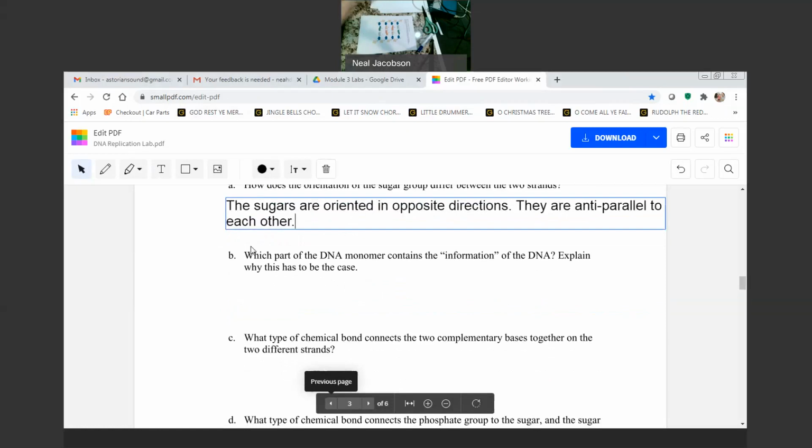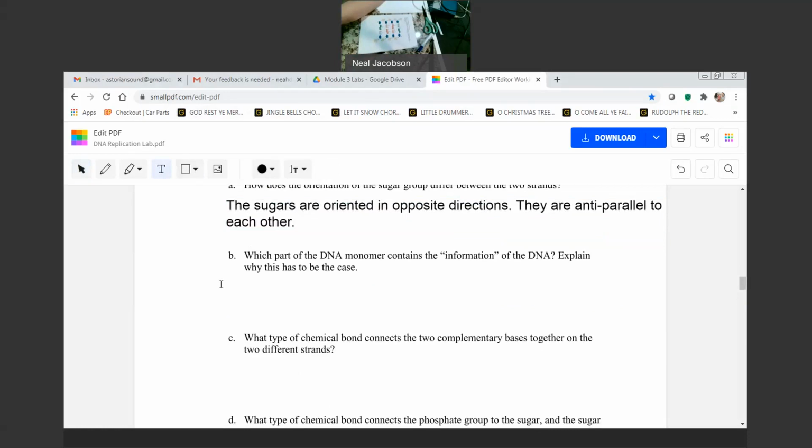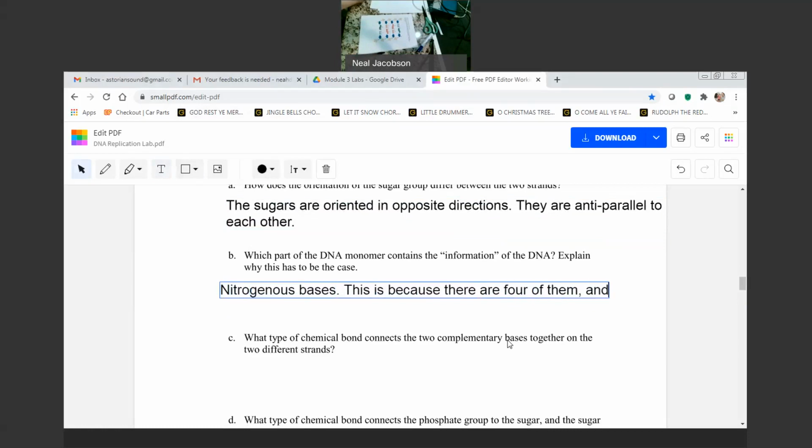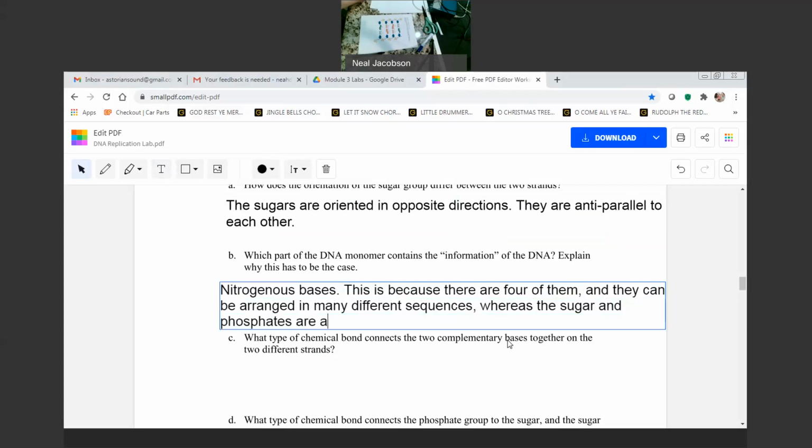And then it says, which part of the DNA monomer contains the information, like how to code a protein for DNA? Well, you might know this already, but it's the nitrogenous bases. This is because there are 4 of them, and they can be arranged in many different sequences, whereas the sugar and phosphates are all the same between the nucleotides.